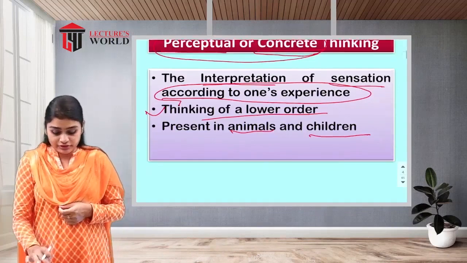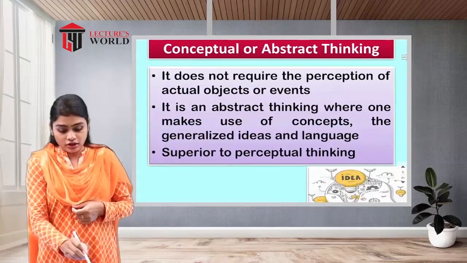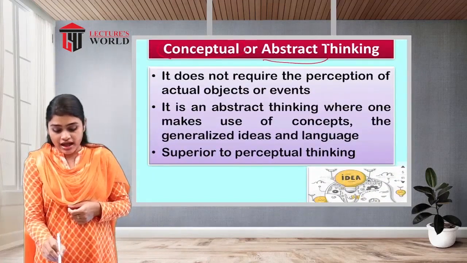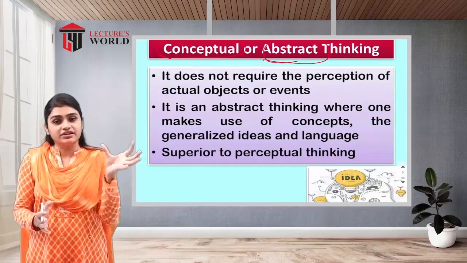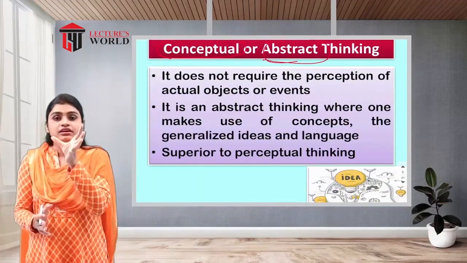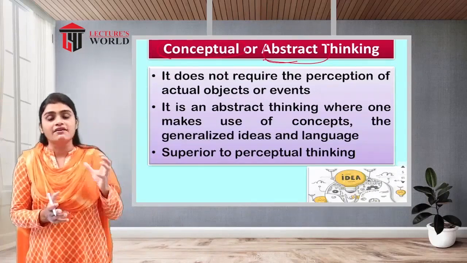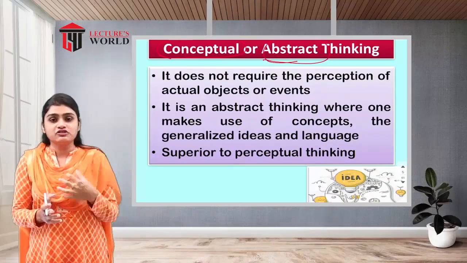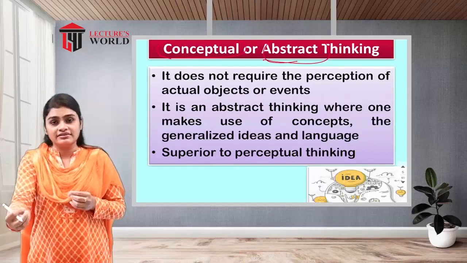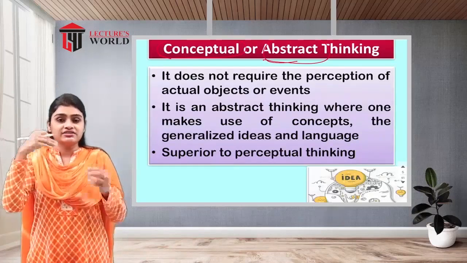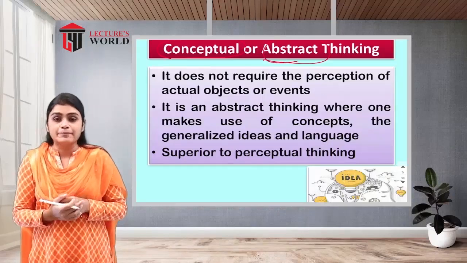The next type of thinking is conceptual or abstract thinking, exactly the opposite of perceptual. In perceptual thinking, some objects were there that we were perceiving, but conceptual thinking means ideas in our mind are initiated in the absence of actual stimuli. Though there is nothing in the external environment, we start thinking. So that is called conceptual, or abstract thinking.